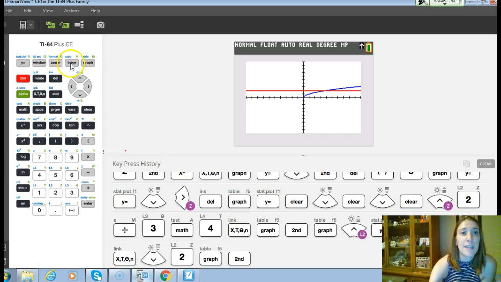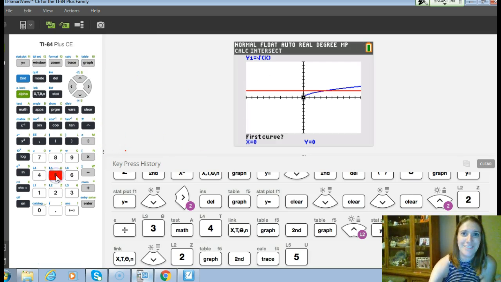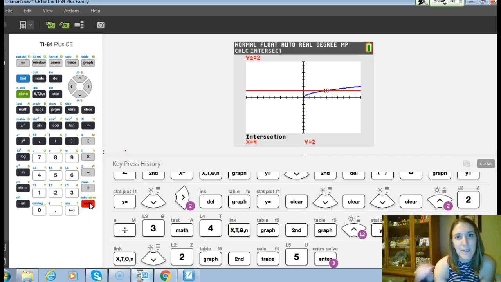So go to what's called the calc menu, so second, trace. And then number 5 is called the intersect. So it's going to say, is this your first curve? And you say yes by hitting enter. And then is this your second curve? Yes, hit enter. And then do you have a guess? You don't even have to guess because it's close enough. It'll find it automatically. Hit enter one more time. It'll think for a minute and then pop out the ordered pair 4, 2.